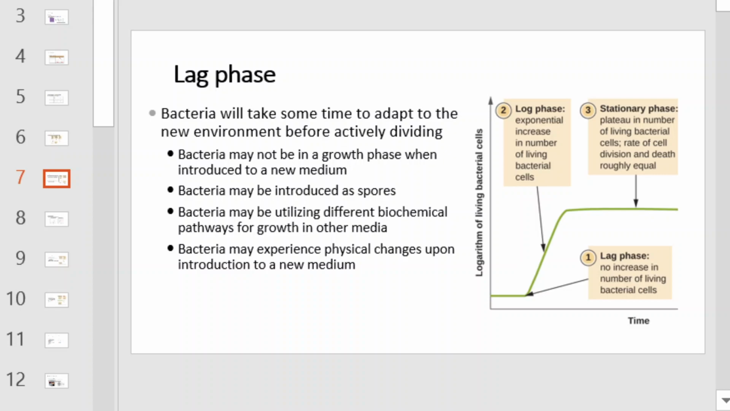The lag phase. Here is a little bit more information on the lag phase. The bacteria will take some time to adapt to their new environment before actively dividing. Bacteria may not be in a growth phase when they're introduced into a medium. They may be introduced as spores. The bacteria may be utilizing different biochemical pathways for growth in other medium. The bacteria may experience physical changes upon introduction to a new medium, all things that cause growth to be delayed.